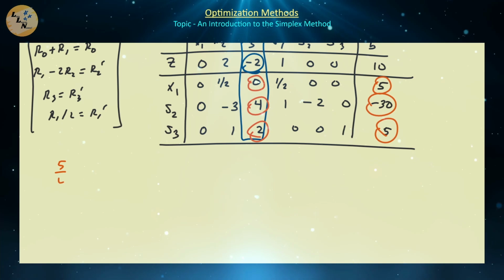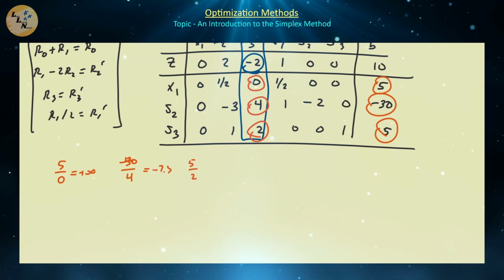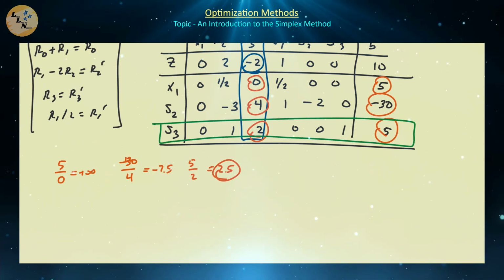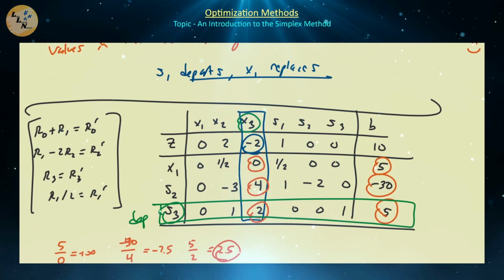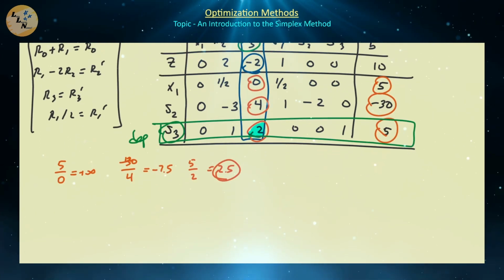So again, we're going to have 5 divided by 0, negative 30 divided by 4, and then 5 divided by 2. So that's going to be equal to positive infinity, that's going to be equal to minus 7.5, and that's going to be equal to 2.5. So 2.5 is the least positive of them all. So that's going to be equal to row 3. That means my departing variable is going to be equal to S3, my entering variable is going to be X3, and my pivot is going to be that 2 that I've just shaded in blue.